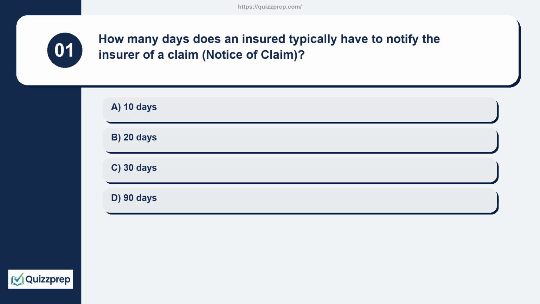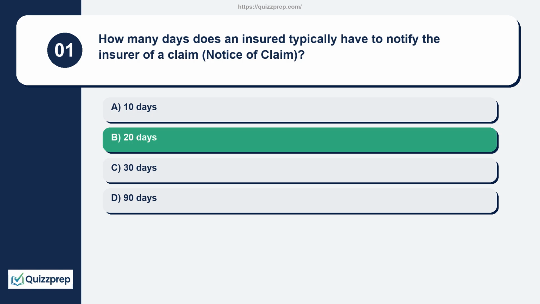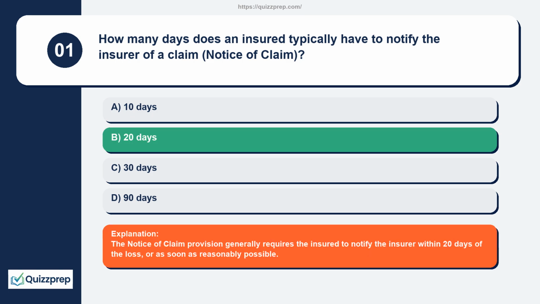Question 1. How many days does an insured typically have to notify the insurer of a claim, notice of claim? 10 days, 20 days, 30 days, 90 days. The notice of claim provision generally requires the insured to notify the insurer within 20 days of the loss, or as soon as reasonably possible.